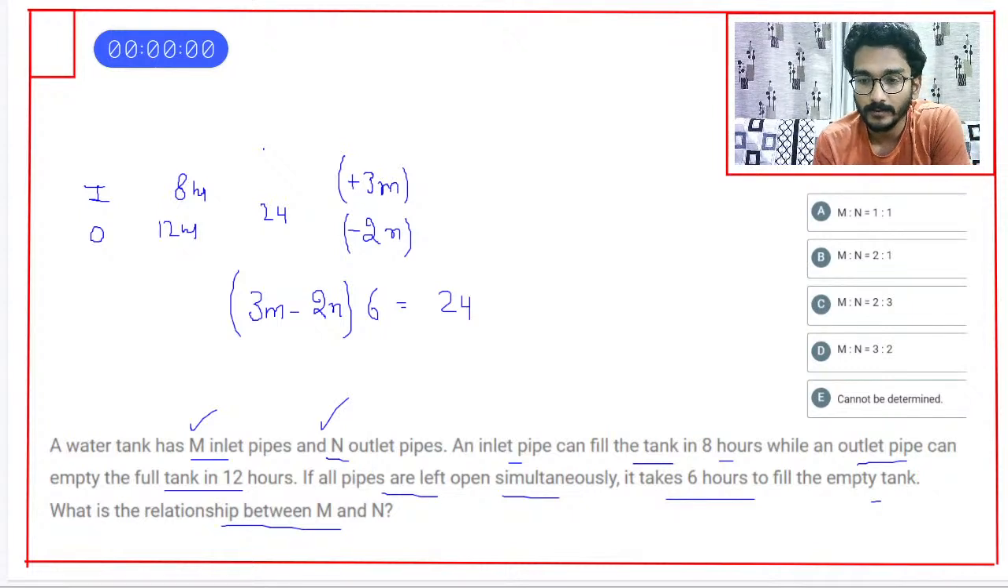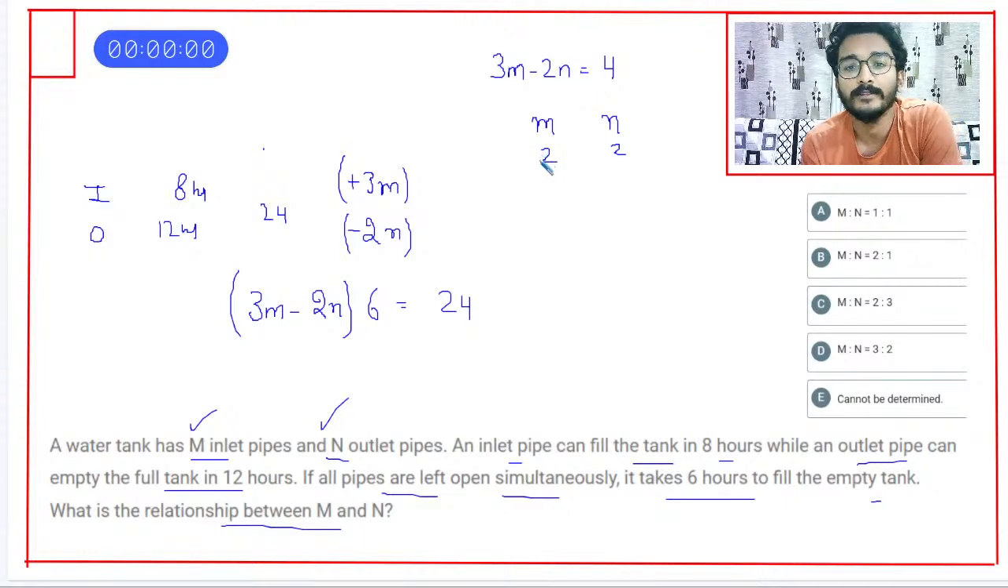C and D is the correct answer. Yeah, C and D is correct. So 3M minus 2N is equal to 4. Now it is a guesswork again. Which option satisfies? You can plug in the values. Otherwise, you can say if M equals 2, N equals 1. Is it satisfying? 6 minus 2 equals 4.